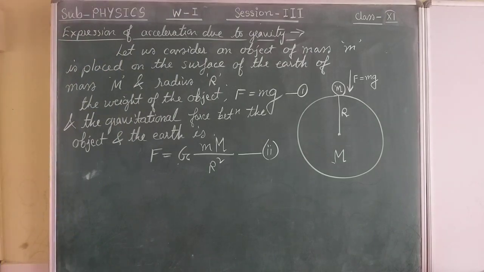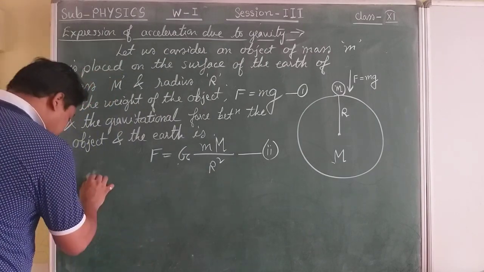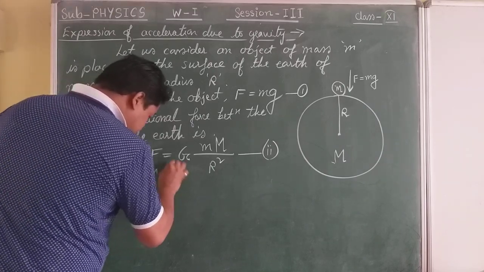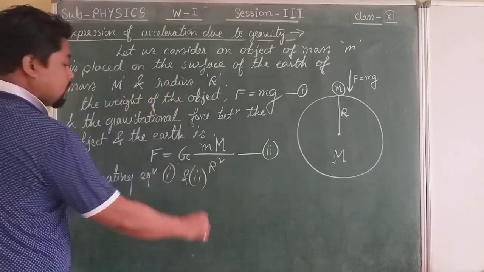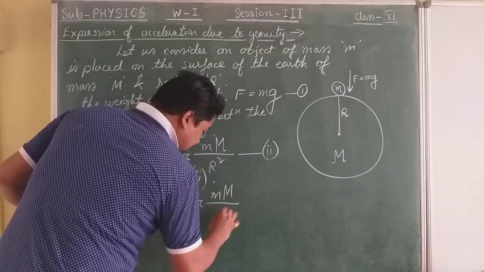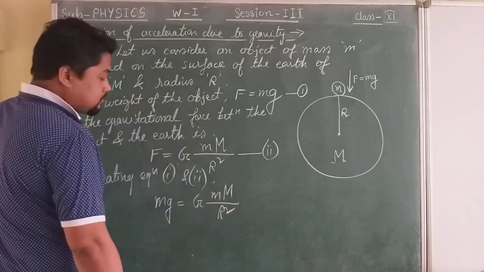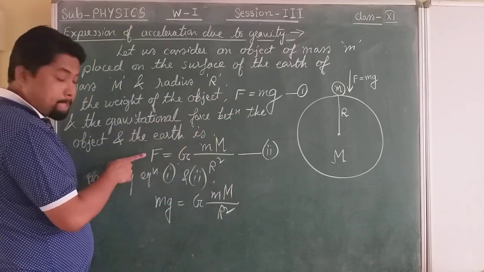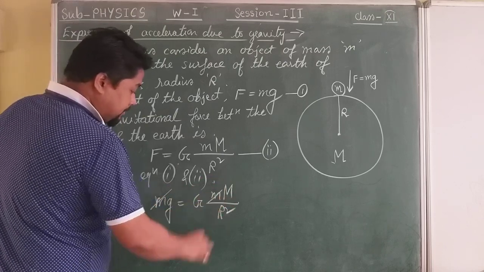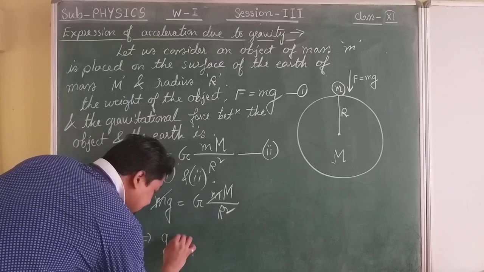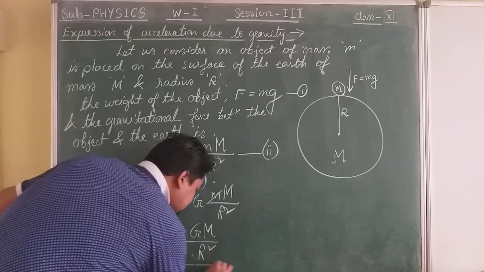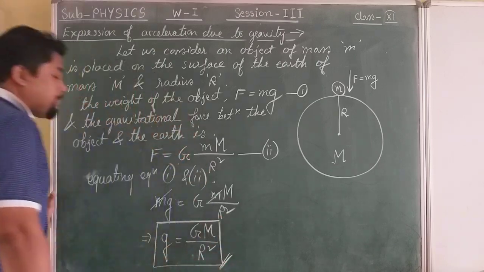Okay. So equating equation 1 and 2. mg is equal to G small m capital M by r square. Right? Here m cancels. Therefore, the expression of g is GM by r square. Right? GM by r square.